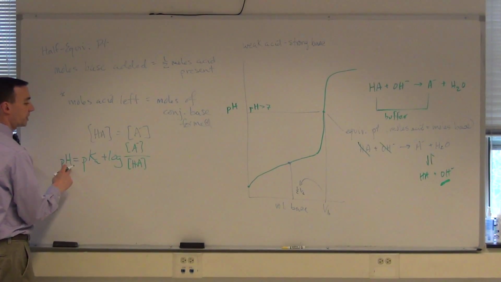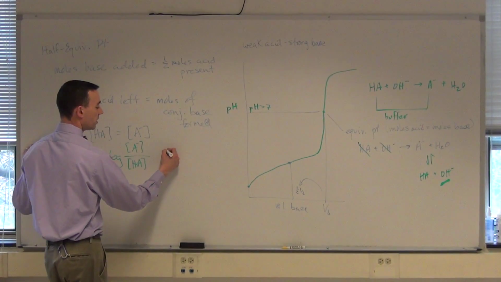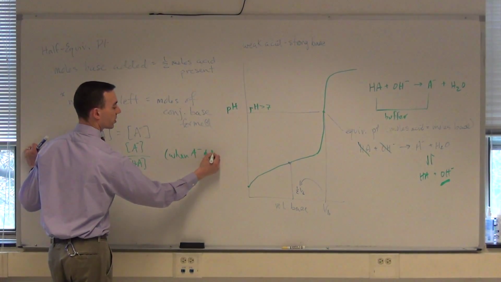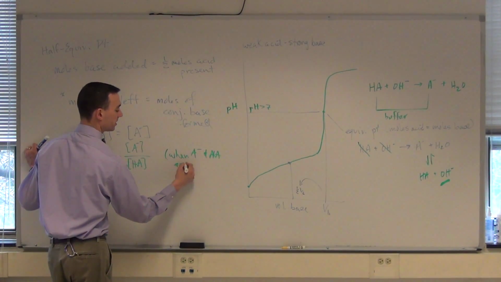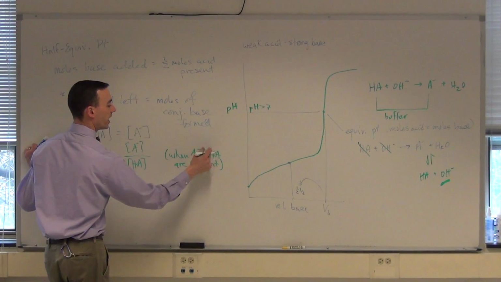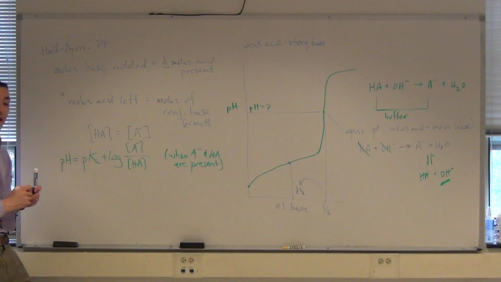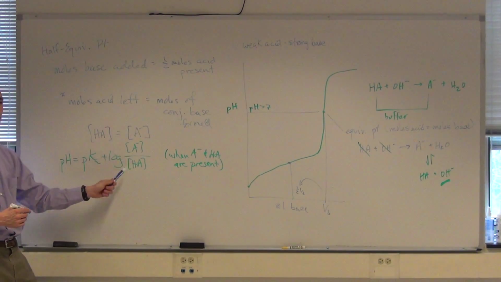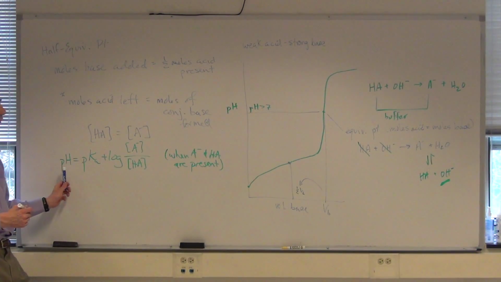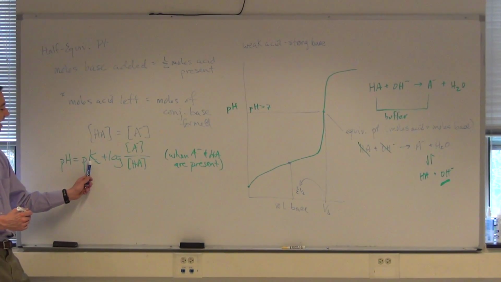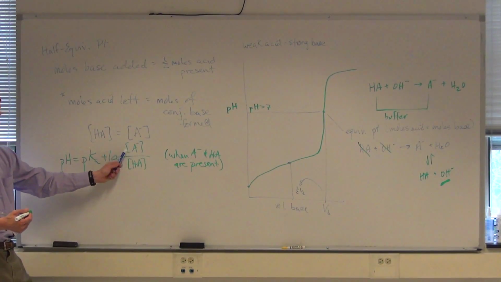Which tells us that the pH, anytime we have, so when A minus and HA are present, okay, so anytime we have a mix of weak acid and its conjugate base, or weak base and its conjugate acid, this formula will give us the pH, where the pKa is the pKa of our weak acid. And these are the concentrations.